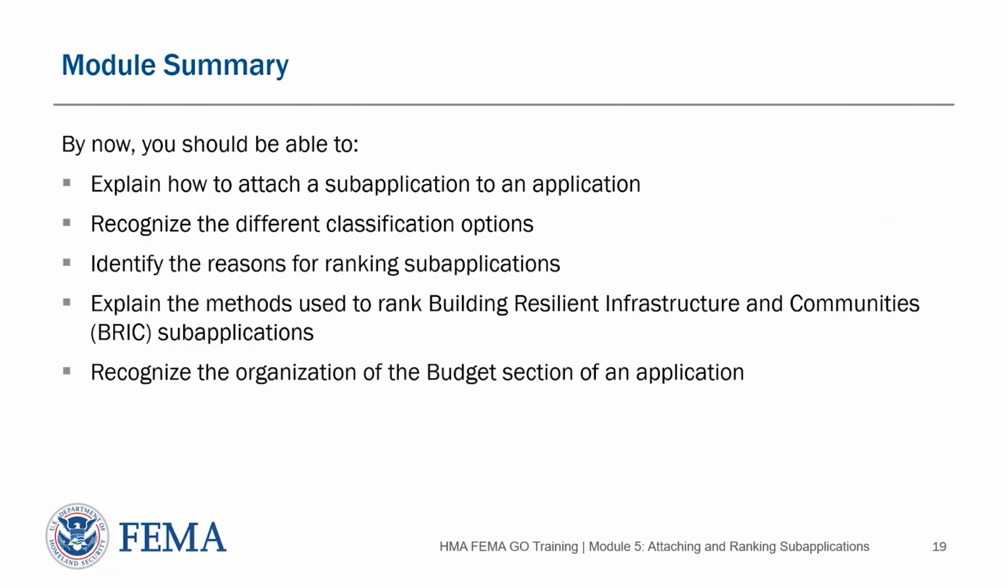Let's take a minute to review what we've covered. By now, you should be able to explain how to attach a sub-application to an application, recognize the different classification options for funding, identify the reasons for ranking sub-applications, explain the methods used to rank Building Resilient Infrastructure and Communities sub-applications or FMA sub-applications, and recognize the organization of the budget section of an application.